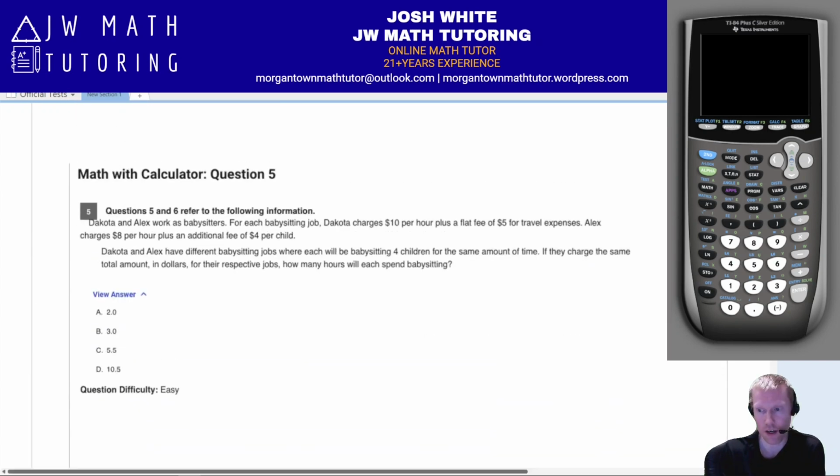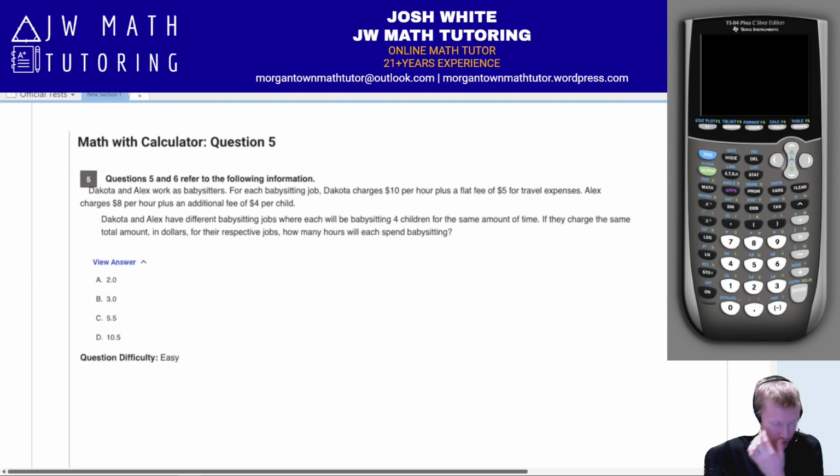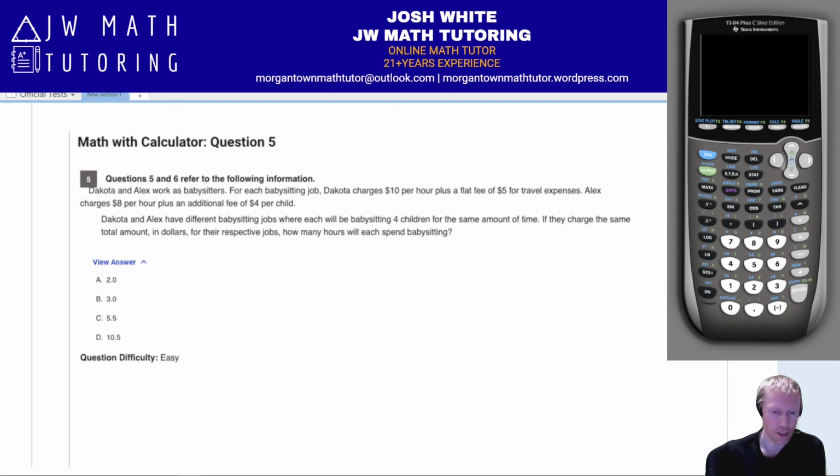Moving on now, questions 5 and 6 both deal with the same information, the paragraph that you see here. So in this question, basically what's going on is you have Dakota who's charging $10 per hour. So let's say 10x, x is the number of hours, and then plus $5. Okay, so an hourly rate times the number of hours, and then plus the flat fee. Then you have Alex, who's charging $8 per hour, so 8 times x, and then plus a fee of $4 for child, so I'll just call that 4C.